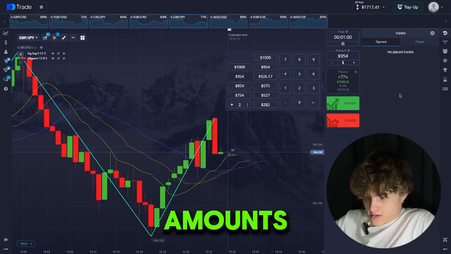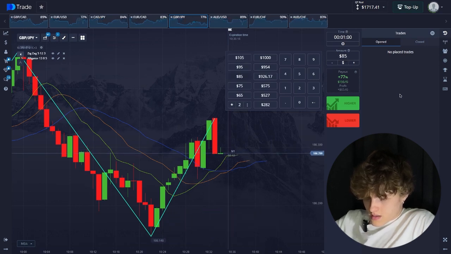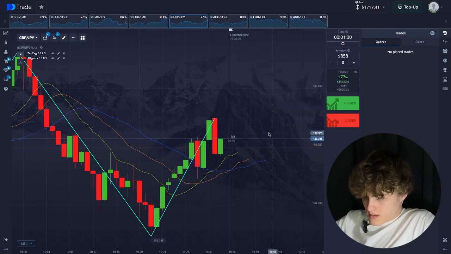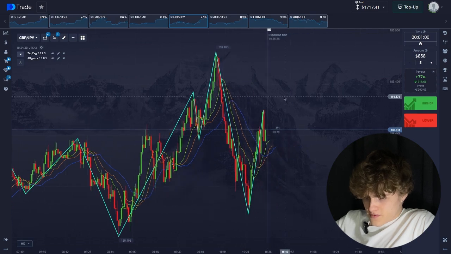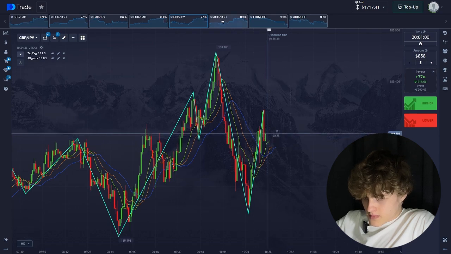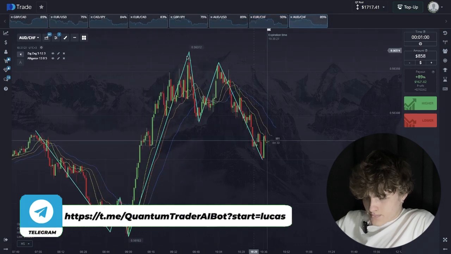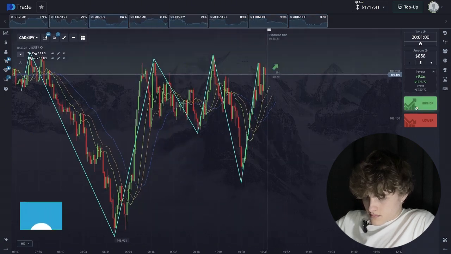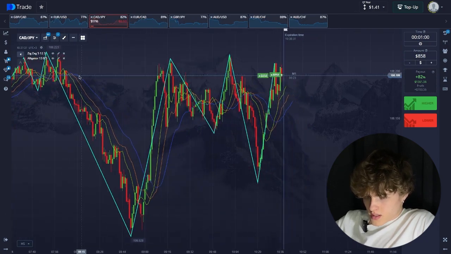Let's change the amount to 850. Let's put 858 and continue our trade. Let's open two trades for the amount of $848 each. Let's proceed. Let's open two trades here on the upside in the direction of the trend. We'll do that.